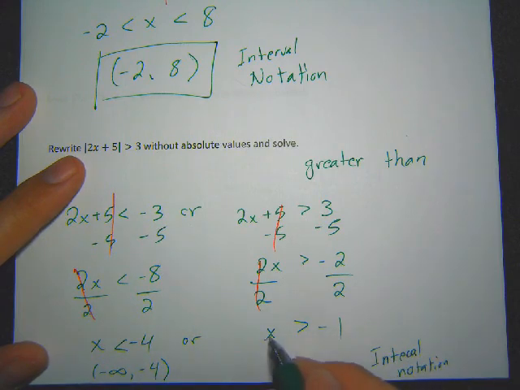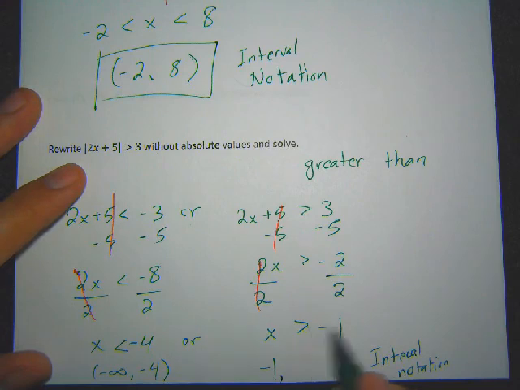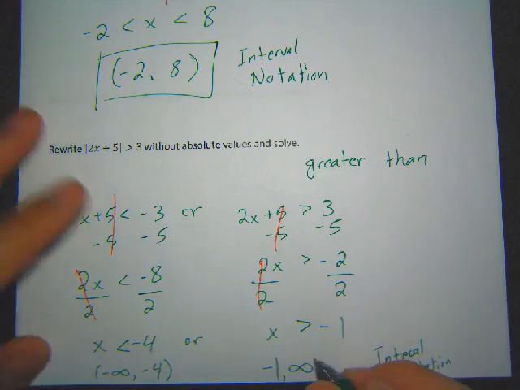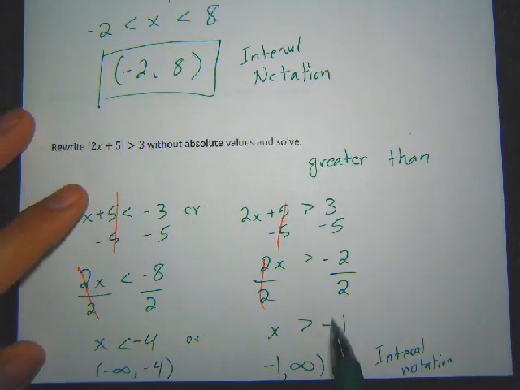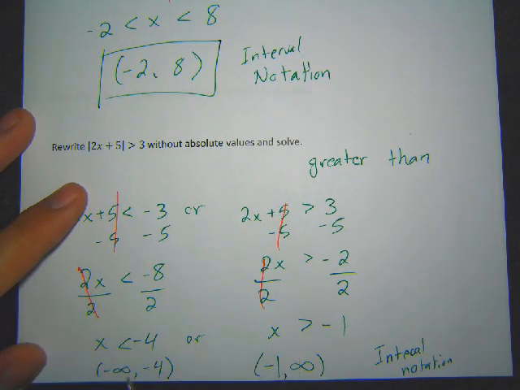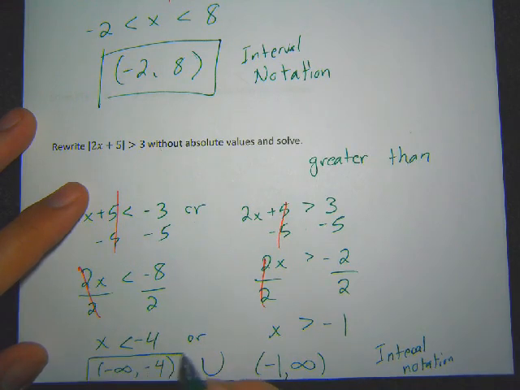Other piece, numbers bigger than -1. Well, the smallest we can get is -1. We can't quite reach it, but we get close to it. And then we can go as big as we want. So we go off to infinity because the numbers could be any size as long as they're bigger than -1. Always parentheses for infinity, and for the -1, because there's no equals, parentheses. So when we had no equals at the beginning, I knew it was all going to be parentheses because there's no brackets unless there's an equal sign. And when we had two pieces, we used the union symbol to tie them together. So this would be our answer for this one.